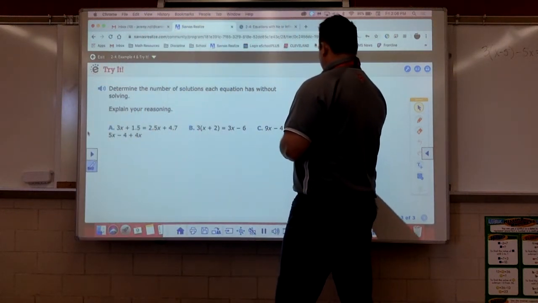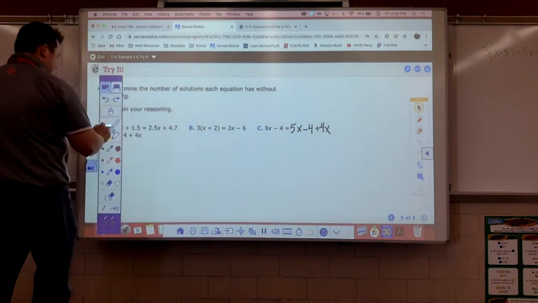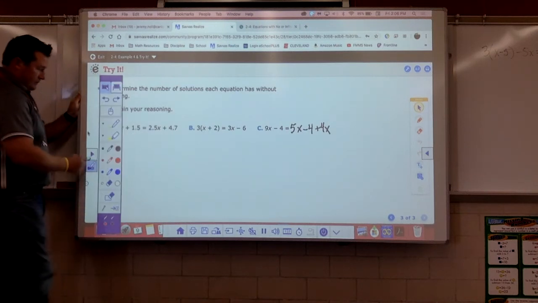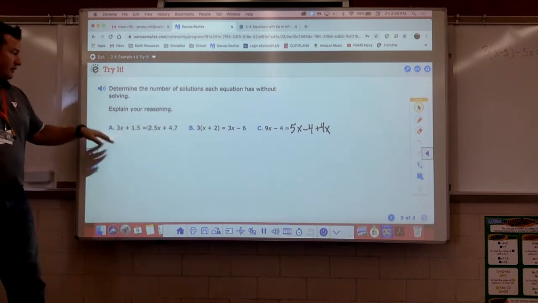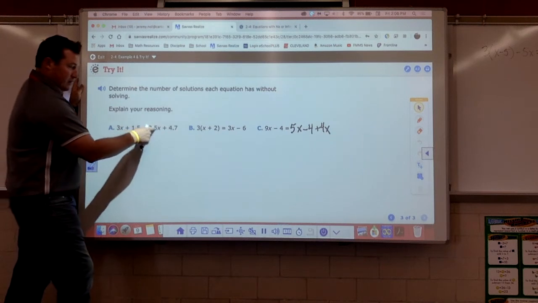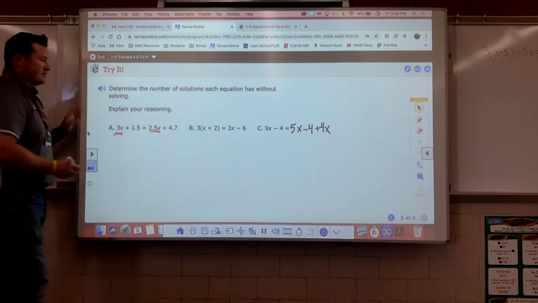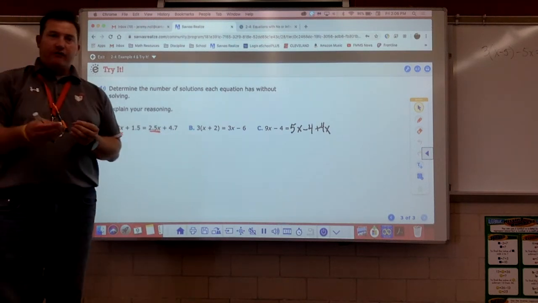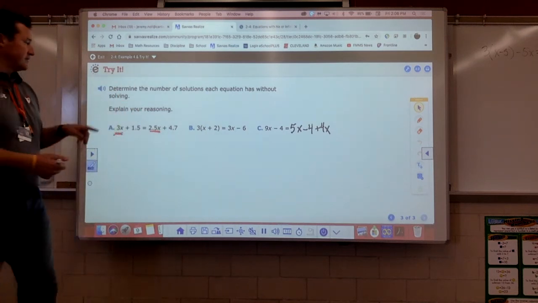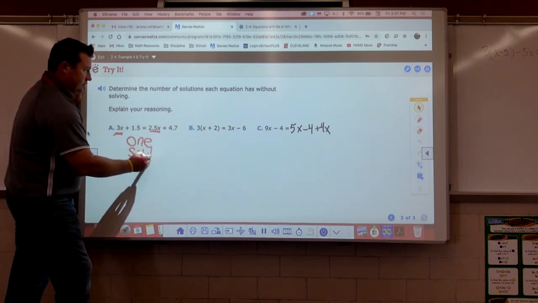5x minus 4 plus 4x. Okay. Mr. Freaky's now going to make that disappear. Watch this, everybody. Wow. That's cool. Awesome. All right, so let's start right here, folks. So we're going to combine any like terms. Nothing to combine here. Nothing to combine here. So I want you to look at these two terms, my variable terms, our coefficients. Are they identical? Are they different? Different. Different means one solution.